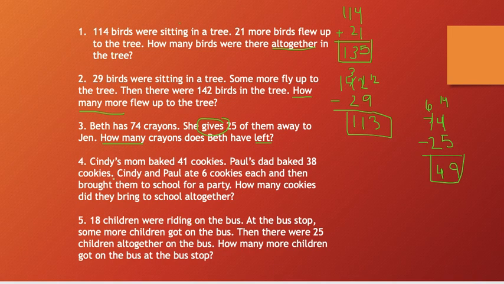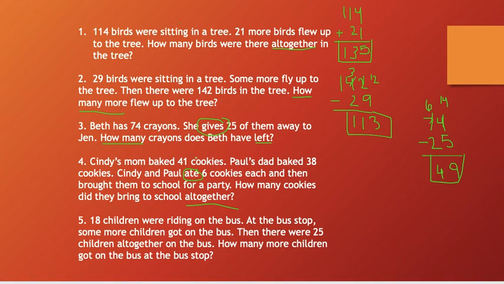All right, let's go on to number 4. Cindy's mom baked 41 cookies. Paul's dad baked 38 cookies. Cindy and Paul ate 6 cookies each and then brought them to school for a party. How many cookies did they bring all together? So now, this is a little tricky problem. We have all together, so we know we need to add. However, there's one extra step because they ate 6 cookies. When you eat, you're taking away, so we have to subtract.